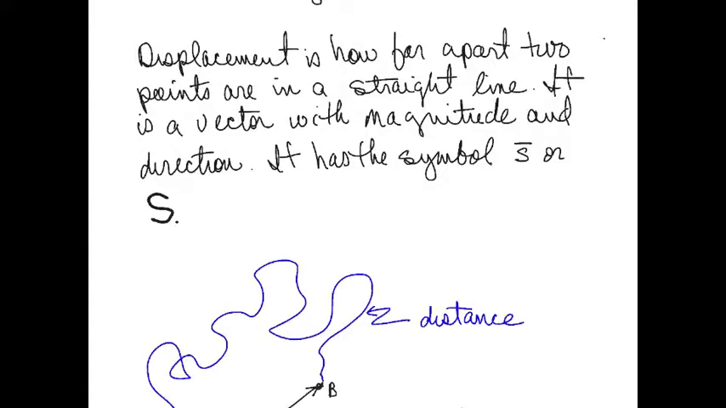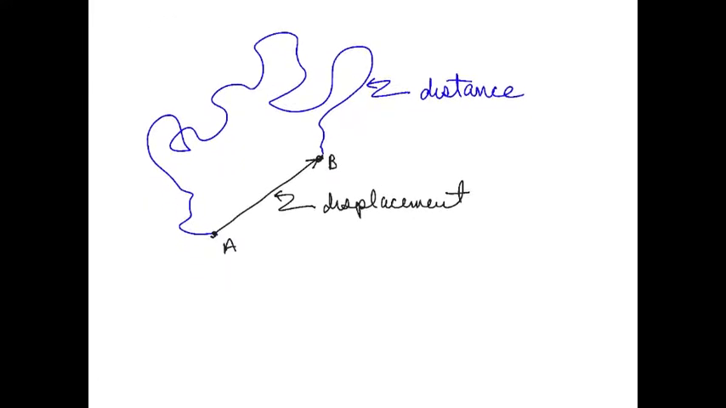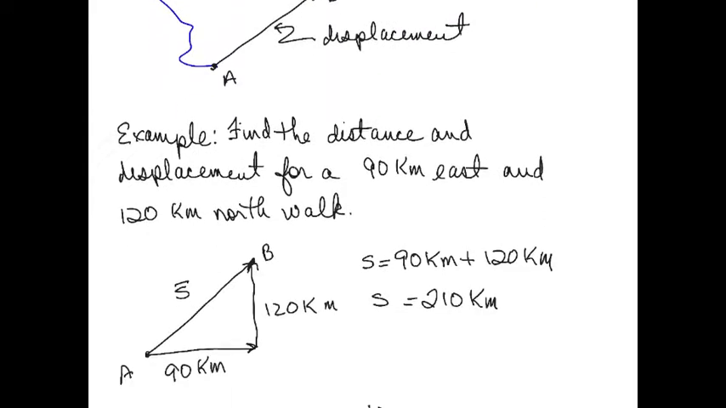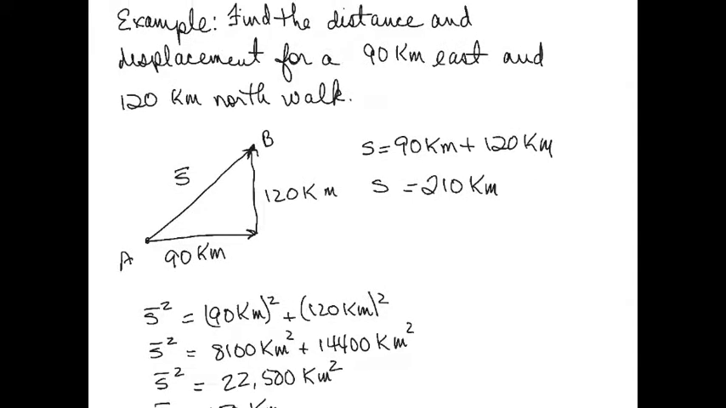And here we see an example of the difference between the two of them. The black path is displacement, while the blue one is distance. Quick example here. Find the distance and displacement for a 90 kilometer east and a 120 kilometer north walk.